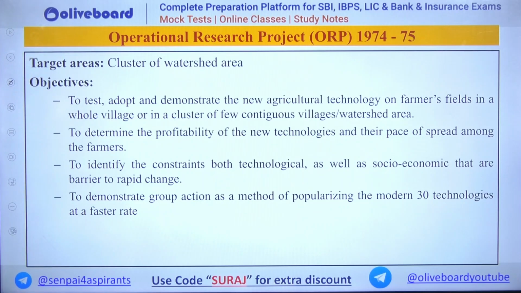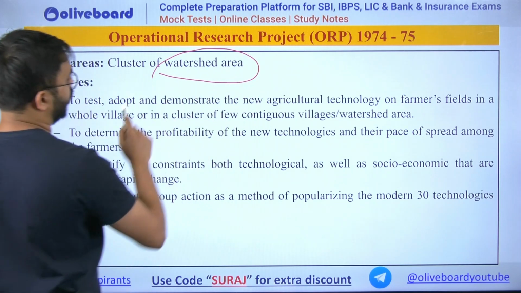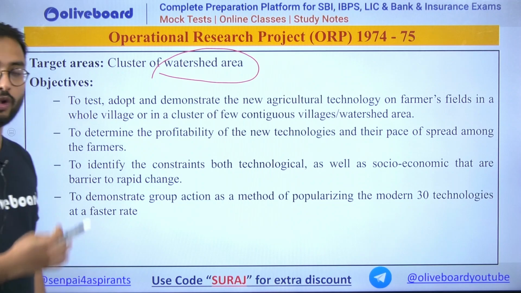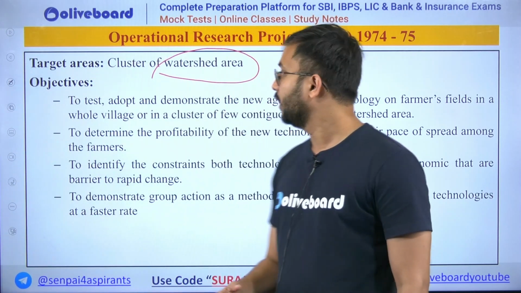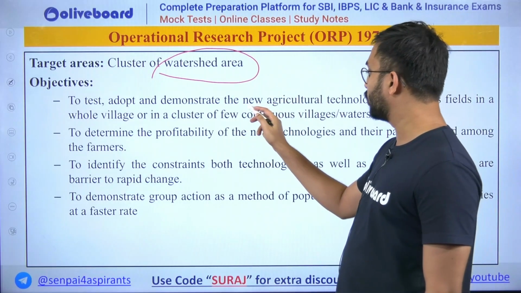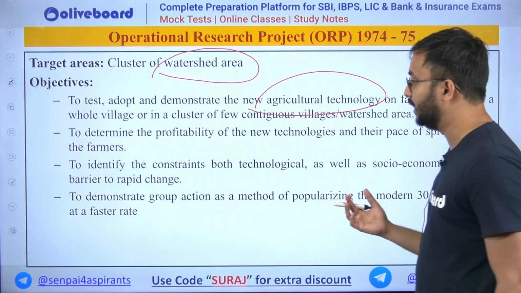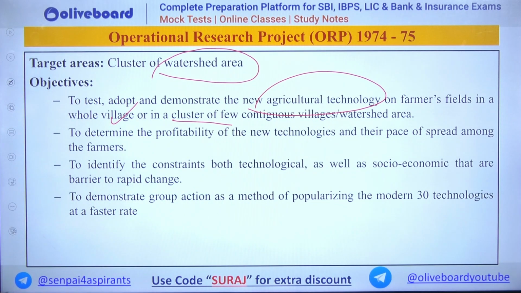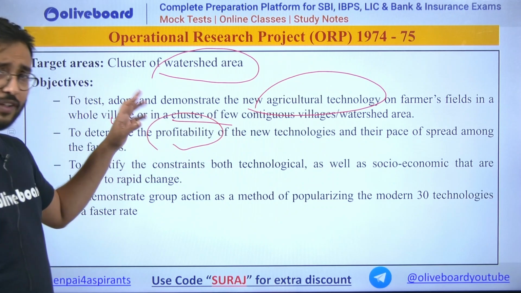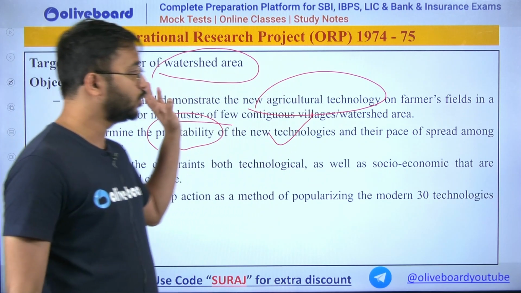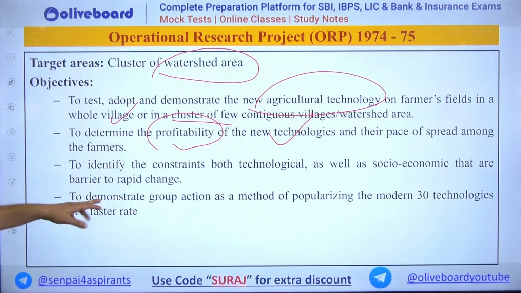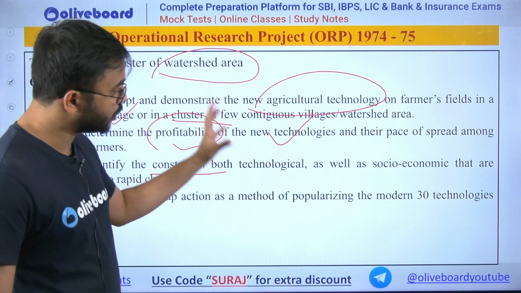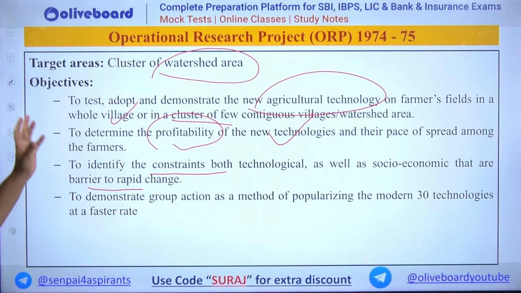Then operational research project 1974-75. Now this particular ORP was for your cluster of watershed area. So this was to improve your overall irrigational palette. Okay, so here the aim was to test, adopt and demonstrate new agricultural technology on farmers' fields in a whole village or cluster. Here you could see, to determine the profitability or outcome of all the new technology which can be used, then to identify the constraints, technological as well as socio-economic, that are actually barriers to rapid change.